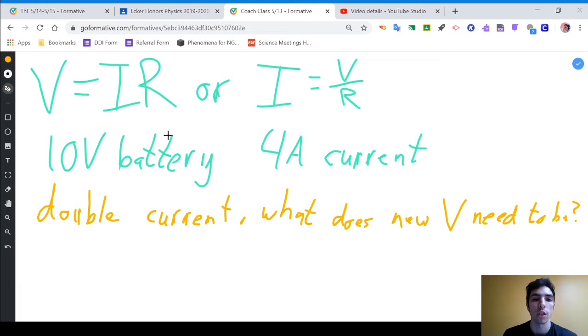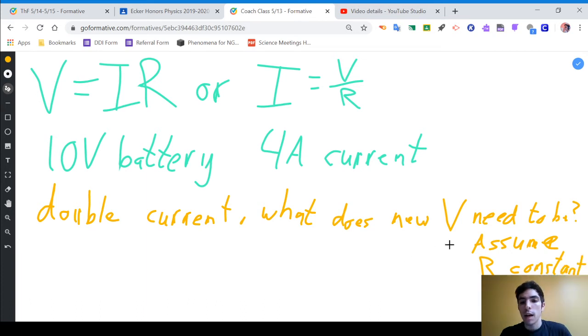We're only going to change this 10-volt battery to whatever it needs to be to double this current. So I think probably the easiest way to do this is to first solve for the resistance that is not changing. Here in this situation, now we're being asked about a changing current and some changing voltage. So I'm going to assume in this case, not in all of these problems, I didn't do this in the last problem, but we're going to assume that the resistance is constant.